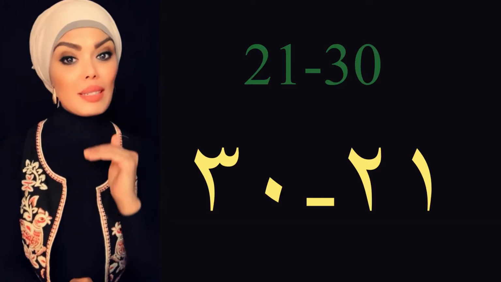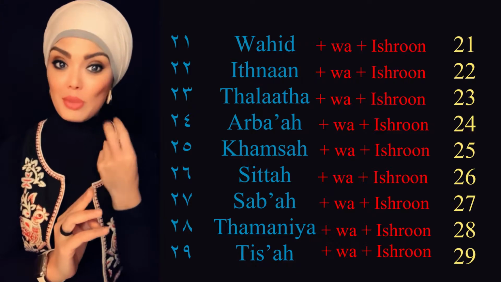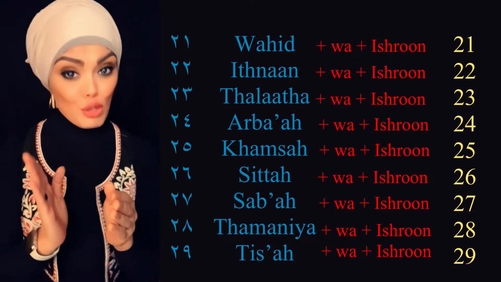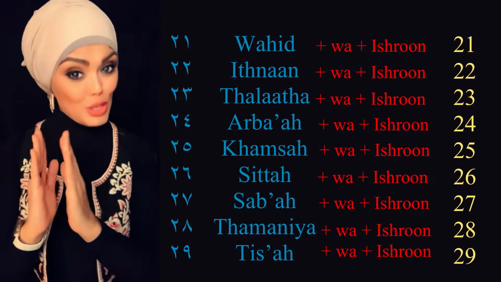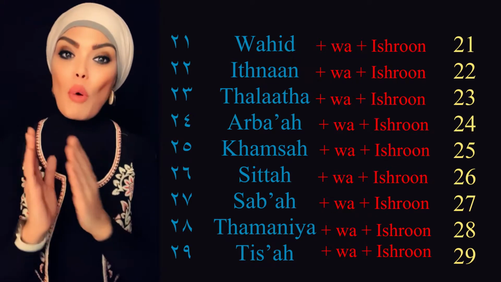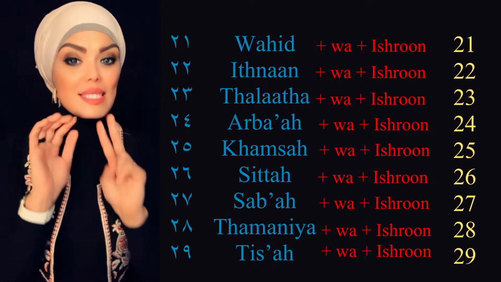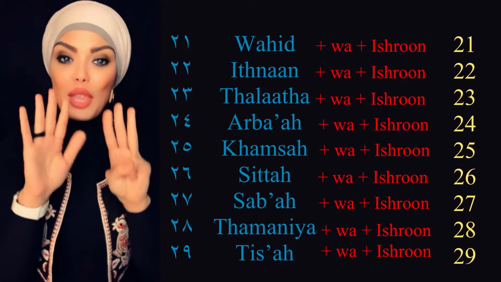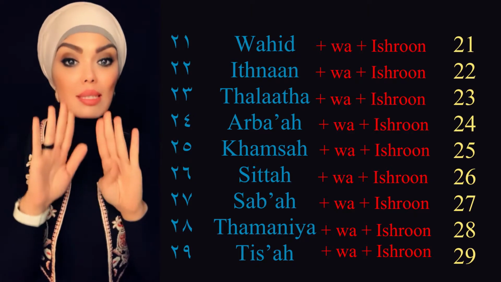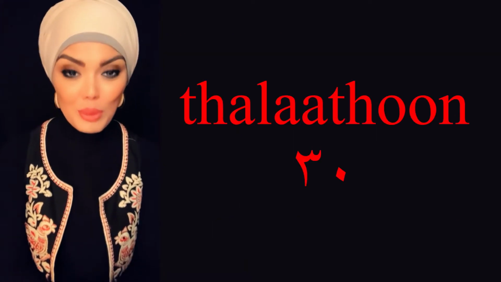Let's start. Let's now start from 21 till 30. 21 واحد وعشرون. 22 اثنان وعشرون. ثلاثة وعشرون. 24, 25, 26, 27, 28, 29, that is 29. Now 30.